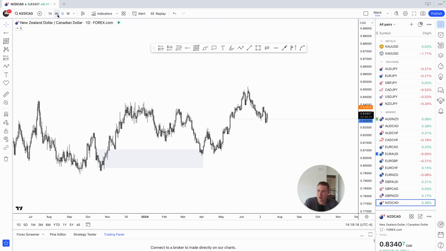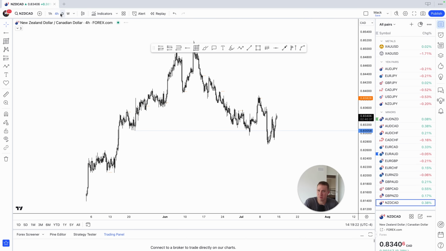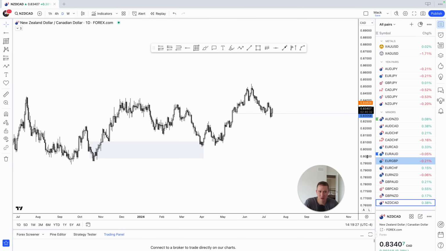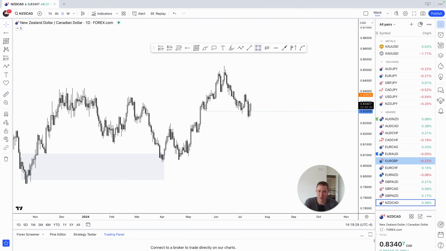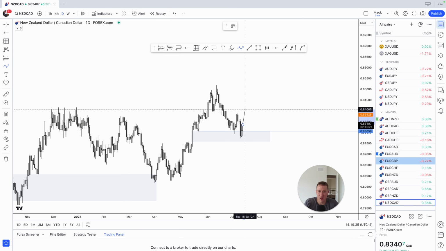NZD CAD, what are we doing on NZD CAD? NZD CAD could present some nice shorts, but we did just run a nice liquidity pool over here into this region right here, right? We came into this nice fair value gap, and we had a nice reaction. So if we do get a break above this high, then we could look for longs to take it up higher. If we respect this region and we start to come down, then we can look to take shorts over into this order block if I just mark it out.